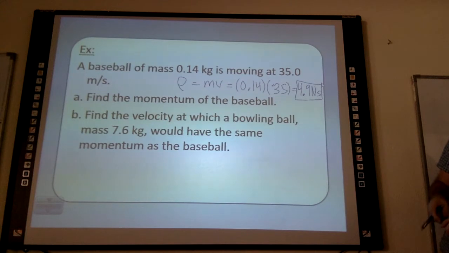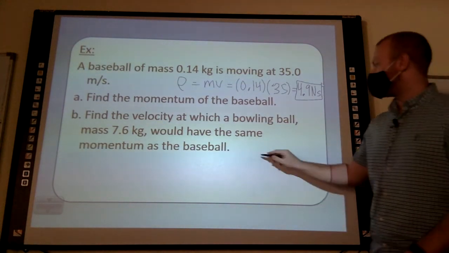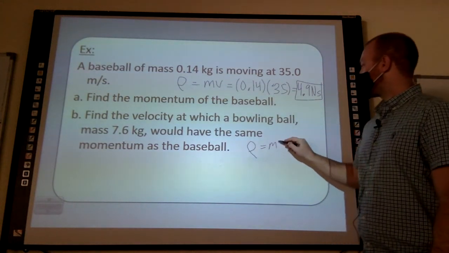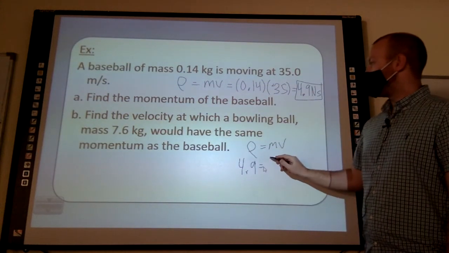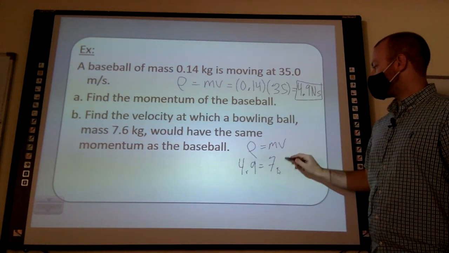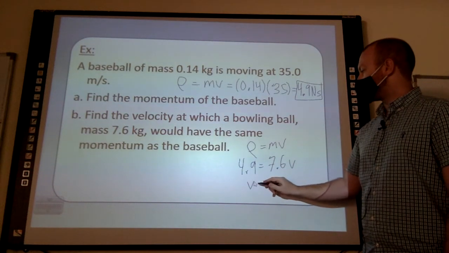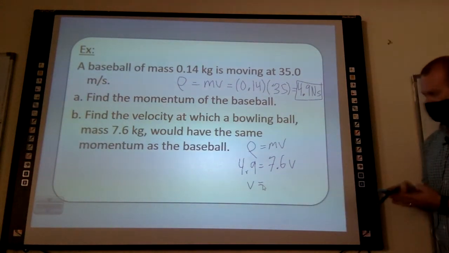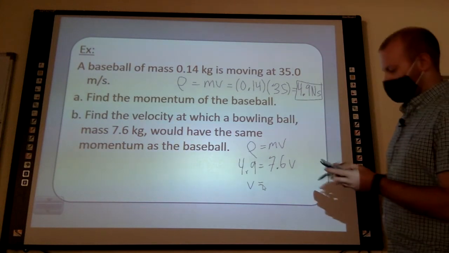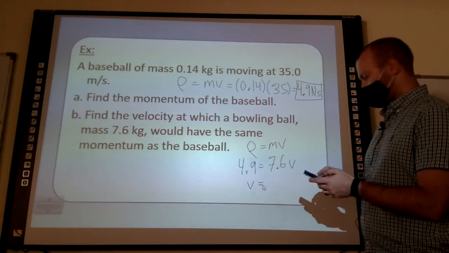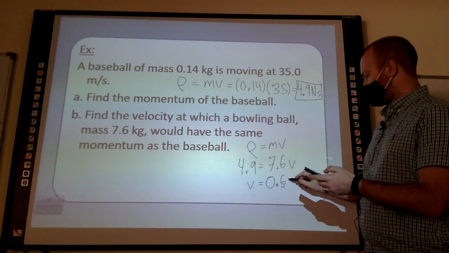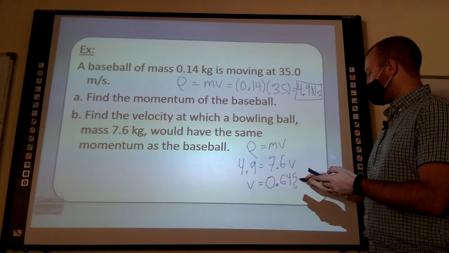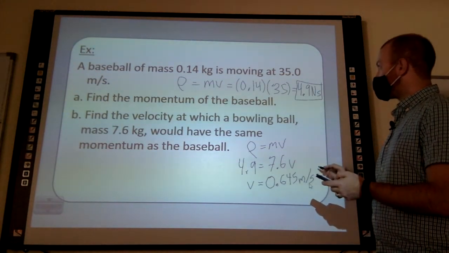So now we want to find the velocity of a bowling ball. It has the same momentum. So we're going to use the exact same equation, except I know different variables. I know 4.9 is the momentum. I have the mass at 7.6. Now I want velocity. Algebra. So do this. You will get 0.645 meters per second.